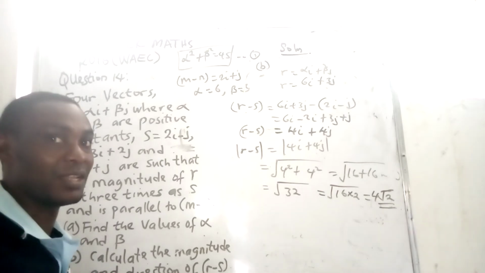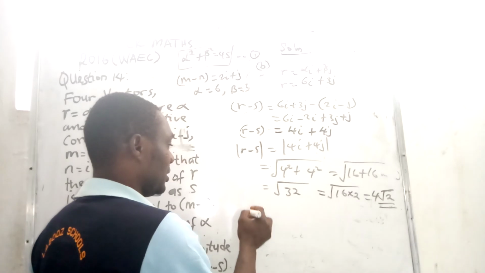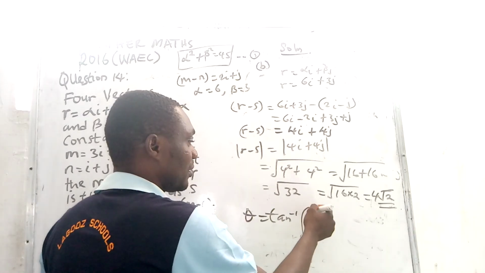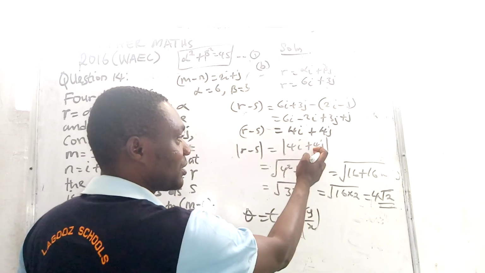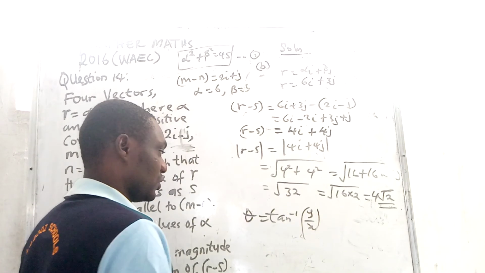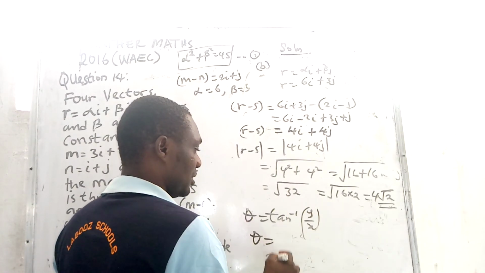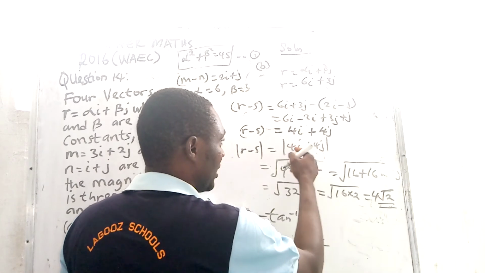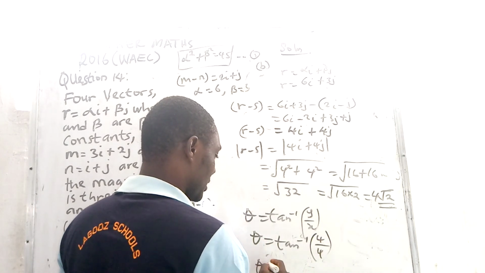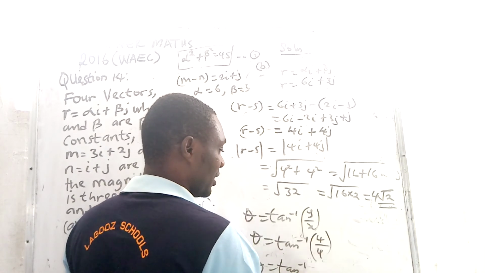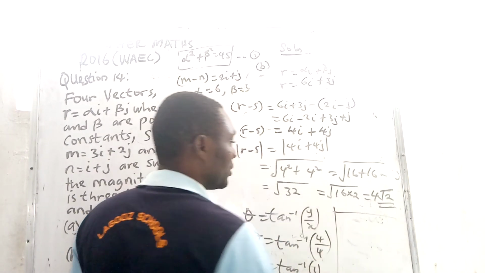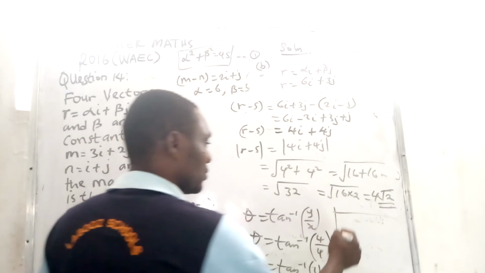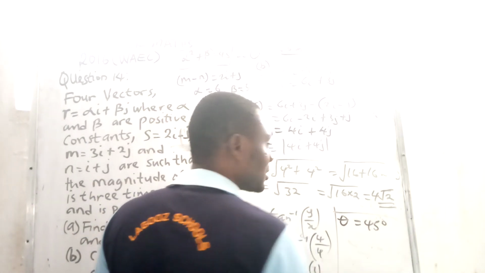Now we are asked to calculate the direction. To get the direction, we are going to use theta equals arctan of y over x. So this is y and this is x. So theta is arctan, y is 4, x is 4. So theta is equal to arctan, 4 divided by 4 is 1. And by trigonometry, the arctangent of 1 is 45. So theta is equal to 45 degrees.